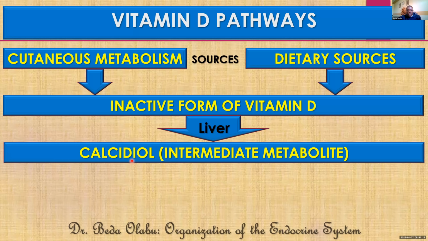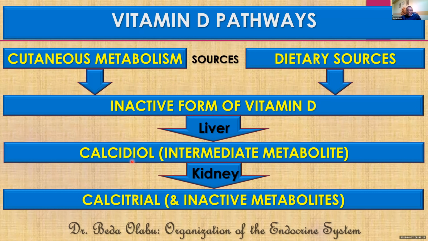This intermediate metabolite of vitamin D, calcidiol, is the one that is activated in the kidney. And so this is where parathyroid hormone acts, so that it can activate vitamin D. The active form of vitamin D is called calcitriol. From the kidney metabolism, we'll have calcitriol, but we'll also have some inactive metabolites. So this calcitriol is the active form of vitamin D that acts to cause the effects that we just mentioned.